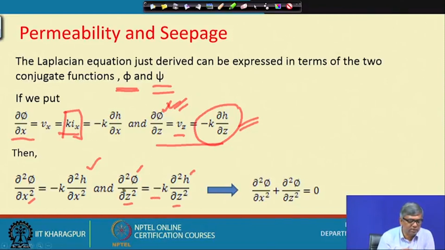And now, for this del 2 phi by del x square and del 2 phi by del z square, if I add them, then because of this minus sign and this plus sign, this will get cancelled. Finally, I think there is a mistake, this may not be a minus sign. So, these two together, the summation will finally be 0. That means the phi function, the way we have selected, also follows the Laplace equation.